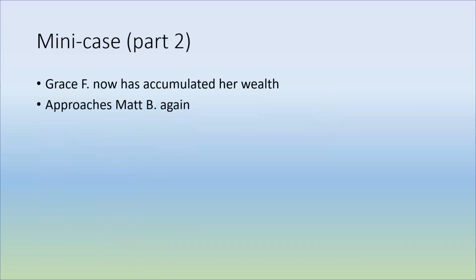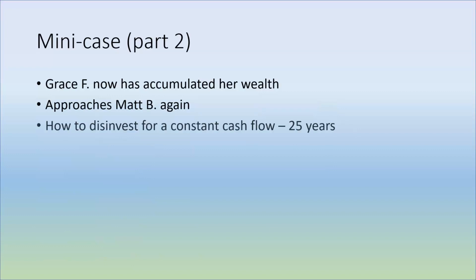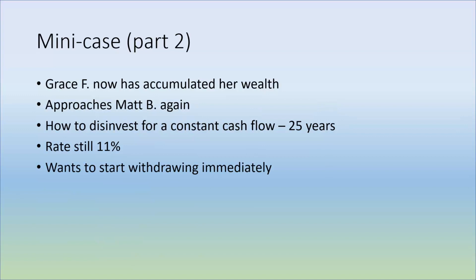But wait, she's interested now in disinvesting it. So she goes back. She's now accumulated her wealth after 45 years and now approaches Matt B again. I'm a multimillionaire. What can I do with my money? I want to disinvest it. Assuming that I will disinvest for 25 more years, based on the suggestion of my friends, the rate's still 11%, says Matt B. And so now, in this case, Grace F wants to start withdrawing immediately.